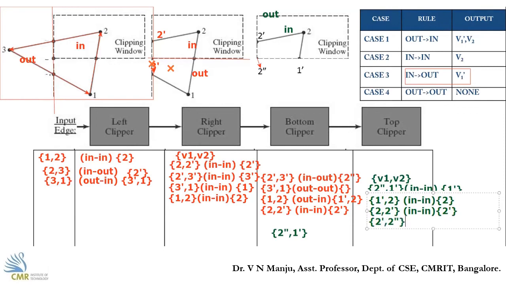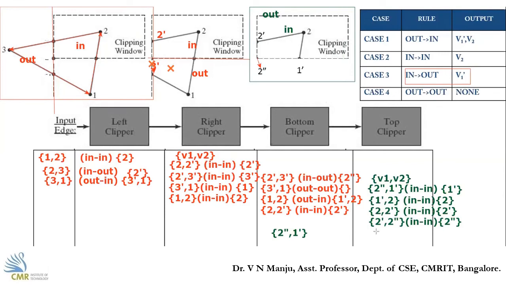So what is that? It is in comma in and in. So it is 2 double dash. Okay, so there is no new vertex. So the final polygon is the final output. What is the final output? So I can just put it here. This is the final output, with 1 dash, 2, 2 dash, and 2 double dash. This is my final polygon clipping.